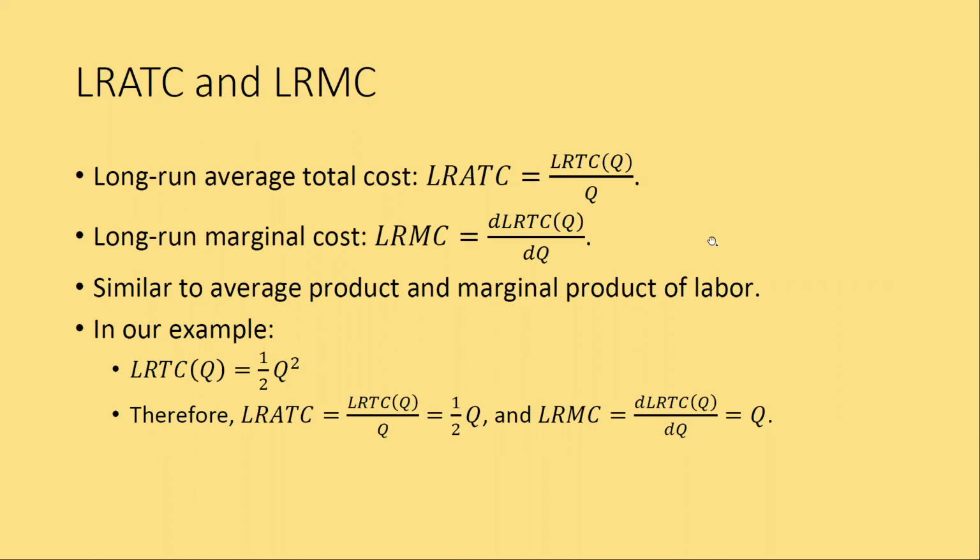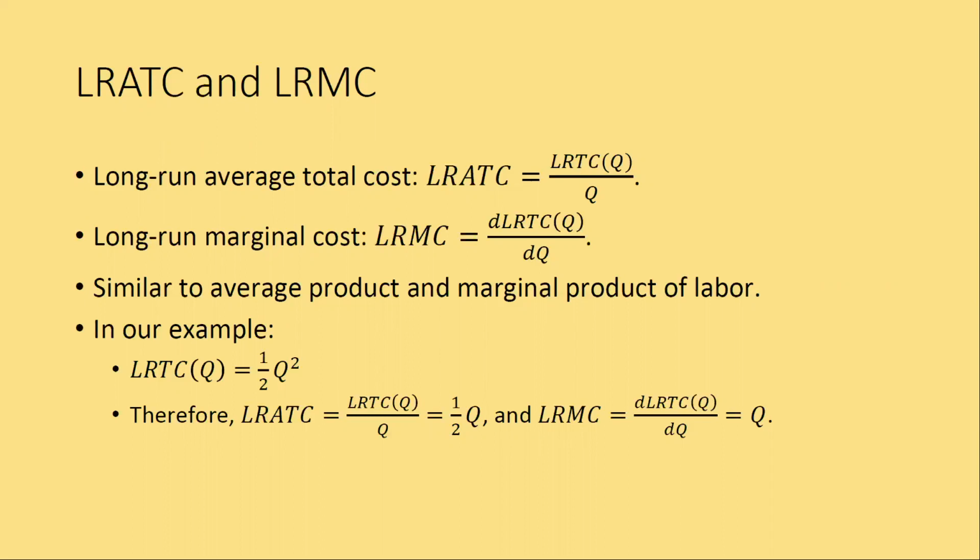So for the cost function, we can similarly define the average cost and the marginal cost as we did in defining the average product and the marginal product, all right? So the average cost is going to be the total cost divided by the quantity, and the marginal cost is going to be differentiating the total cost with respect to quantity. And graphically, the marginal cost is the slope of our total cost curve.